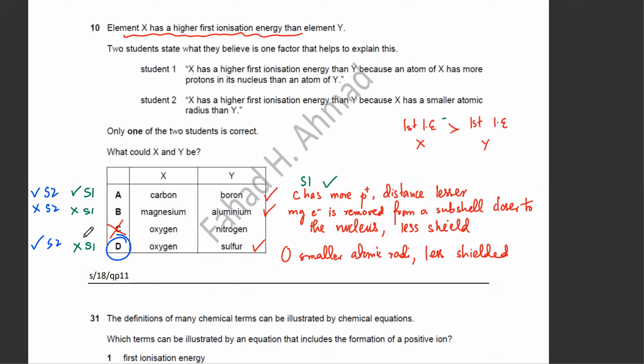And the last one, student 2's explanation is correct, that it's got a smaller atomic radius. Oxygen has a smaller atomic radius. Student 1's explanation is incorrect because he's saying that it's got more protons. Oxygen doesn't have more protons than sulfur. So hence the answer is D.